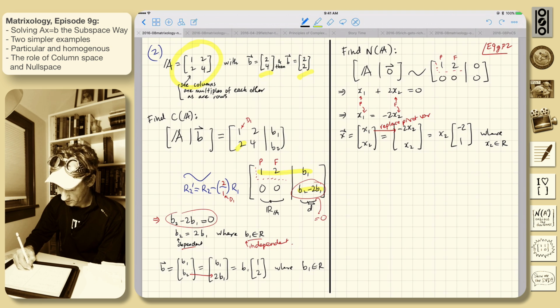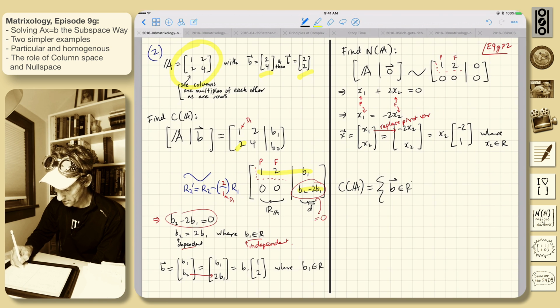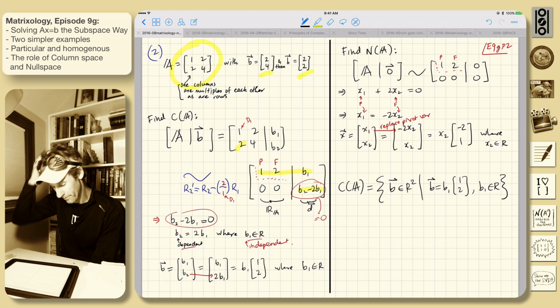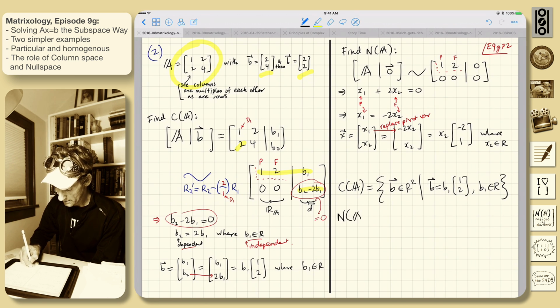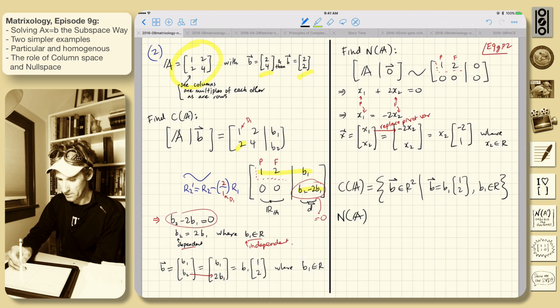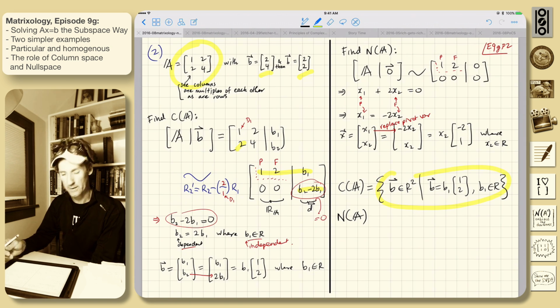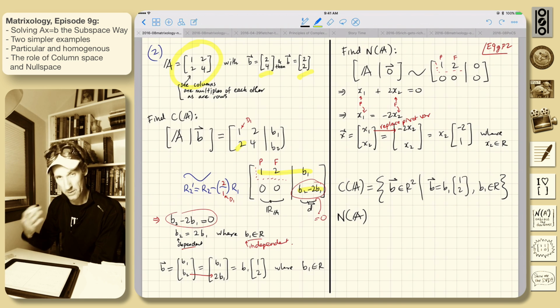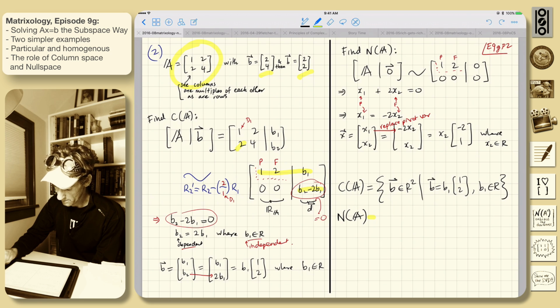So in sum, we have two things. We have the column space of A equals all b, they live in R2, such that b equals some multiple of (1, 2), where b1 is an element of R, right? This is a different thing. We express vectors up here, but when we write it out like this it is a box, right? I'm handing someone a box of vectors. It's just that there are infinitely many.